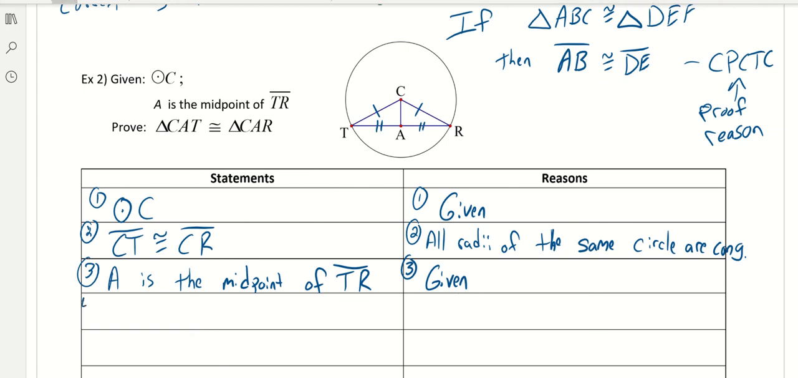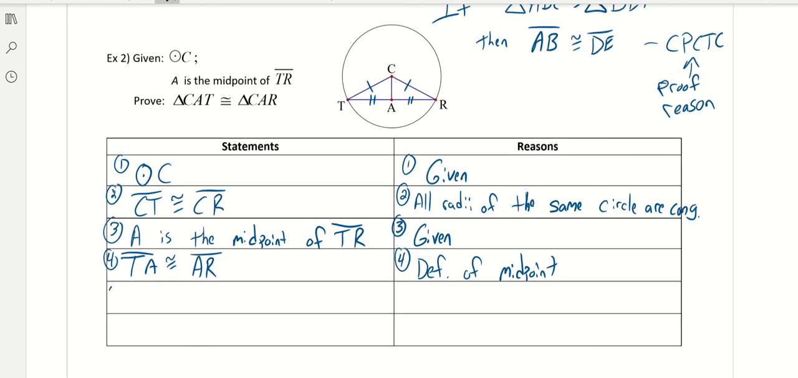Well, that lets us know that TA is congruent to AR. How do we know that TA is congruent to AR? Well, because A is the midpoint of TR, and that is the definition of midpoint. It's going to bisect a segment.